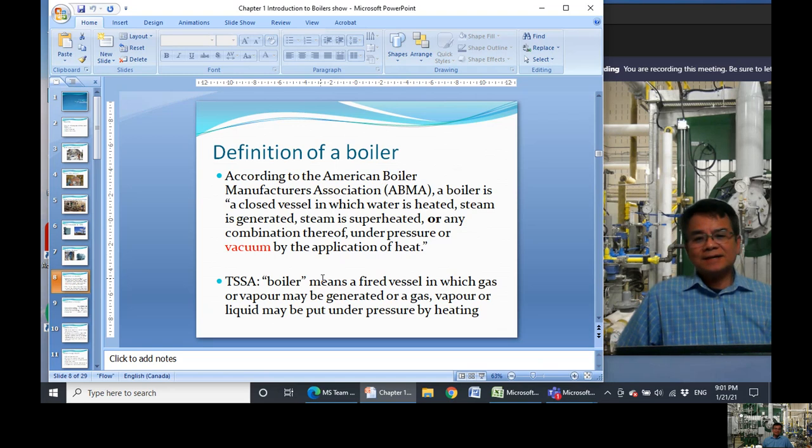Now, in TSSA, the operating engineer regulation, that one is free to download. I recommend everybody go to the TSSA website, download it and print a copy for yourself. So the boiler means a fired vessel in which a gas or vapor may be generated, or gas, vapor, or liquid. The main word in here is liquid, maybe put under pressure by heating. More clearly, the TSSA definition says the boiler could be a steam boiler or a hot water boiler. As long as you put enough pressure or heat in there and make it really, really hot, that is a boiler. Okay.